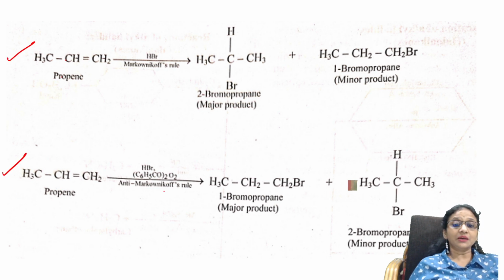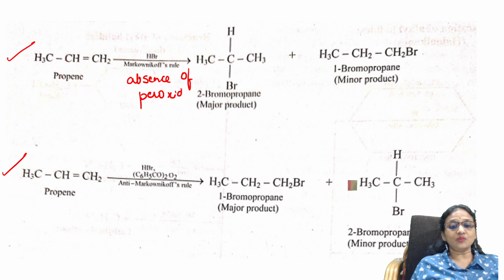Rule number two: Markovnikov rule happens in the absence of any peroxide. There is no peroxide required, absence of peroxide. Now in anti-Markovnikov rule, you require a peroxide. Compulsorily, there should be a peroxide which forms the intermediate. Third important thing: in Markovnikov rule you are going to add HBr, that is, hydrohalogenation will happen.